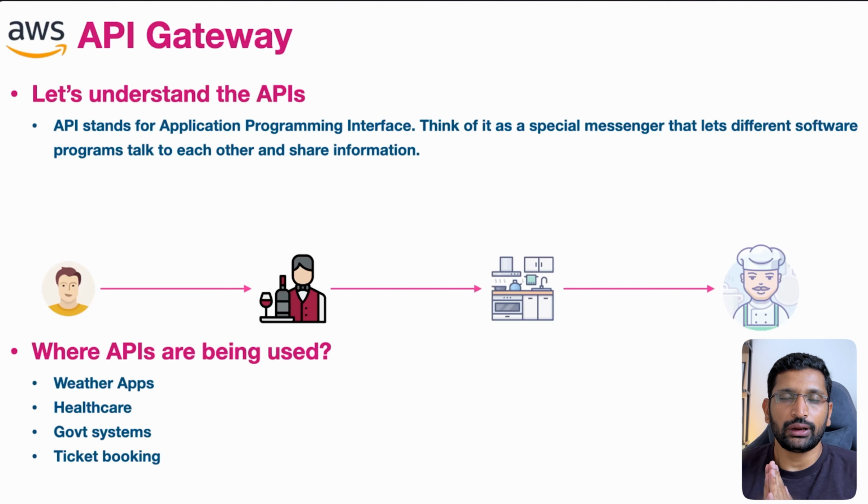Now you might be wondering which companies are using APIs. The answer is, APIs are everywhere. For example, here you can see there are multiple weather apps, and all of them are communicating through APIs. There are healthcare systems, government systems and their applications, as well as the ticket booking systems which you use on a daily basis for booking your flights, train tickets, and bus tickets. All of these systems are heavily relying on APIs to communicate and to make those systems scalable, secure, and very easy to access for an end customer.